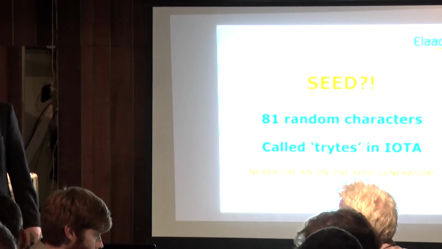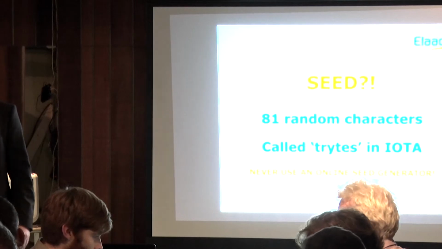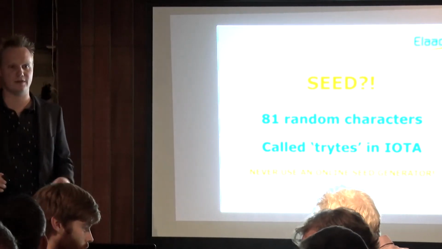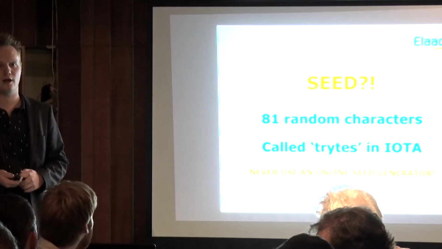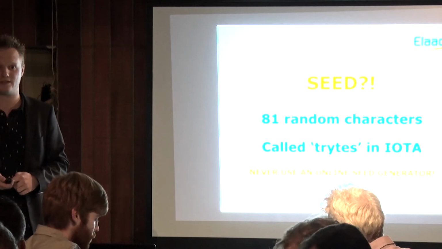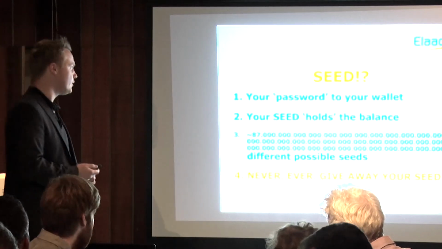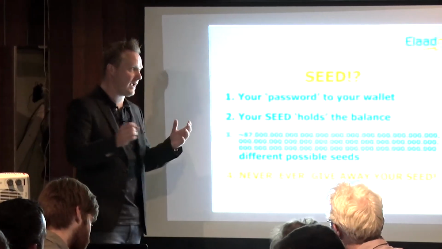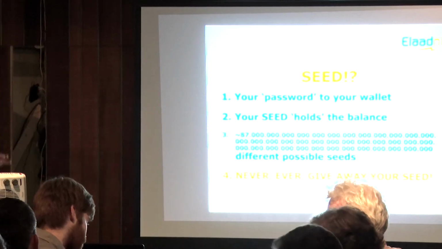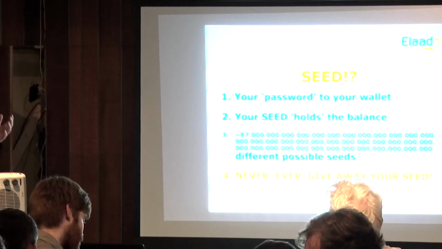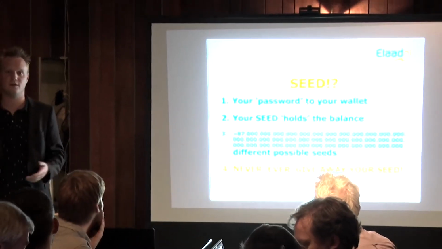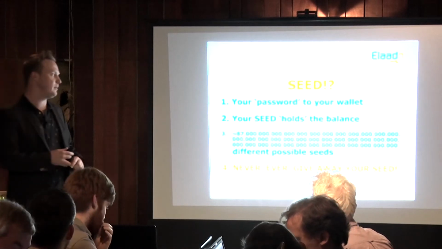Just press some random buttons, or if you know Linux or whatever in the terminal, you can generate it randomly or pseudo-randomly. But just enter one yourself. It's 81 characters, and make sure that it's as random as possible. You can enter words, but that's not preferable. So your seed is actually your password to your wallet, or your password to your tokens. And your seed also holds the balance. So if you lose your seed, your tokens are not gone, but you can't reach them anymore. So that would be really bad.